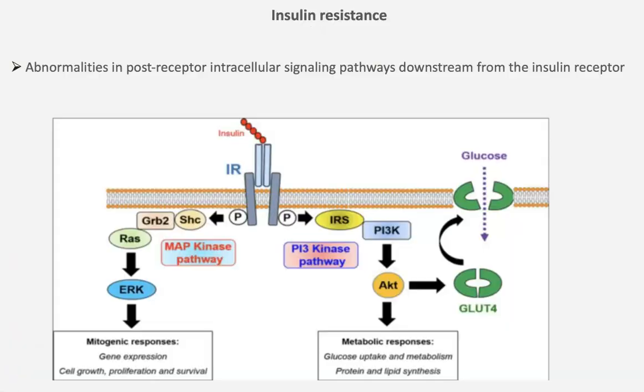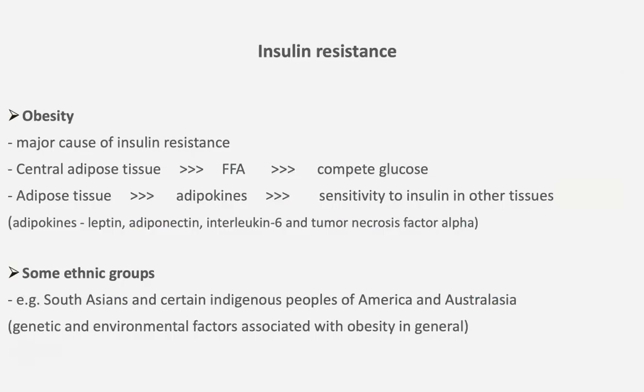So let's have a look at the risk factors for causing insulin resistance. There are abnormalities in post-receptor intracellular signaling pathways downstream from the insulin receptor. So here it is: insulin cannot perform its function due to insulin resistance, and then glucose cannot enter into the cells, finally leading to increased blood glucose level.